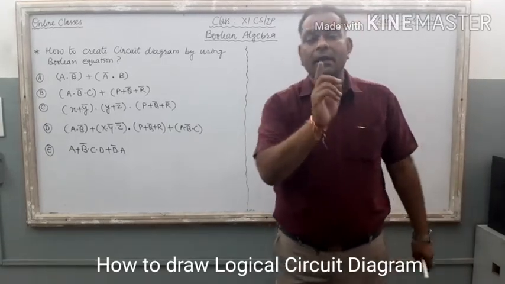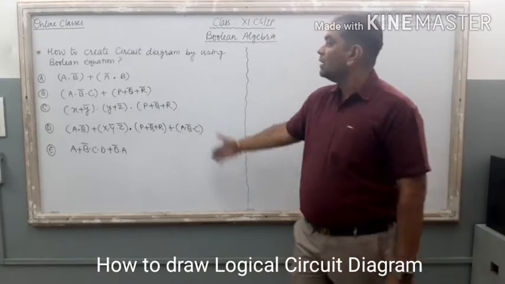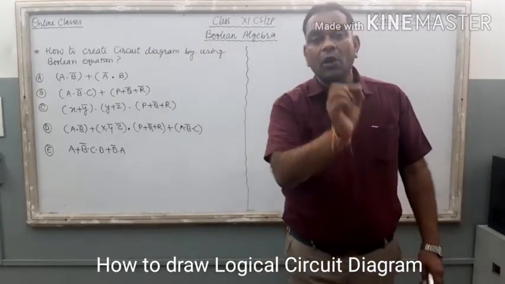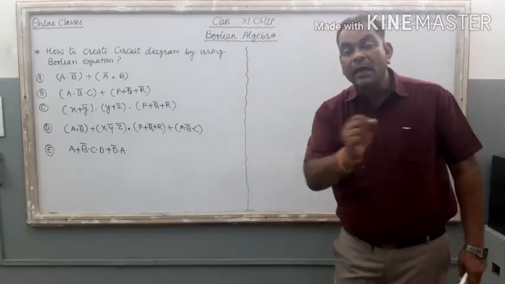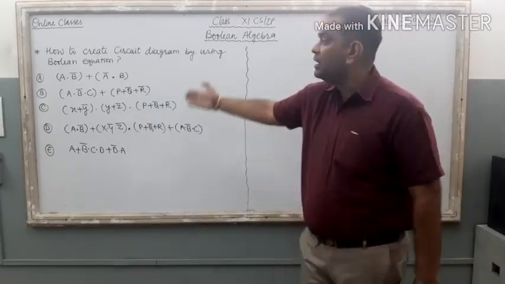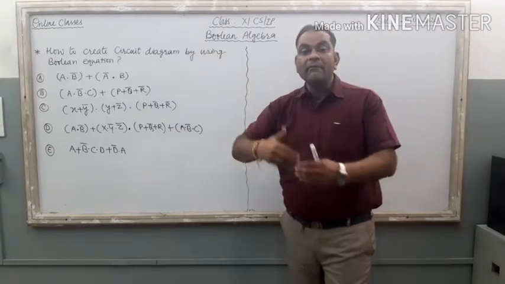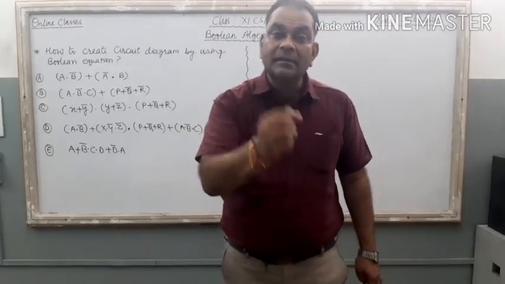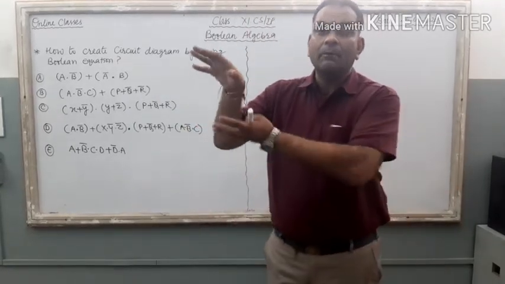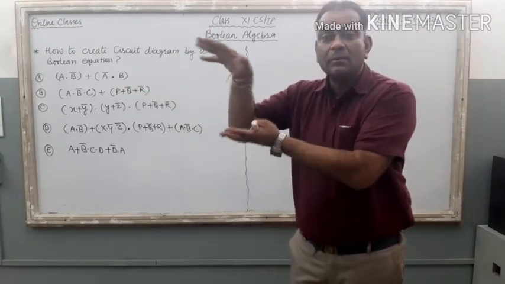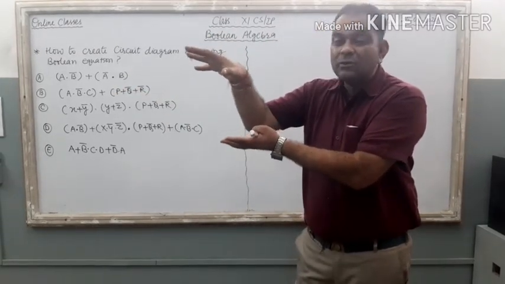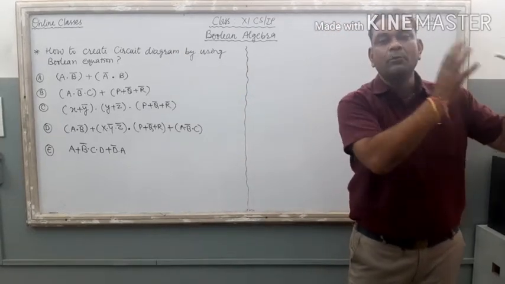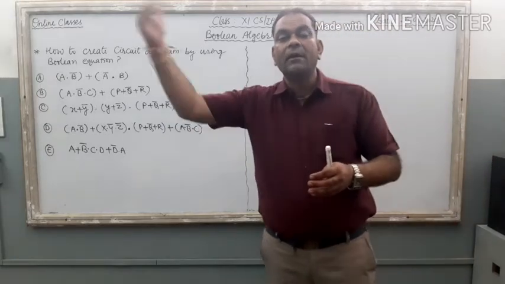Our today's video lecture is based on how to create a logical circuit diagram with the help of the resulting Boolean equation. In the previous video lecture, we discussed how to create the resulting Boolean equation with the help of circuit diagrams. Circuit diagrams are there on the question paper, and by using these circuit diagrams you have to generate the resulting Boolean equation. It is there in our previous video lecture.